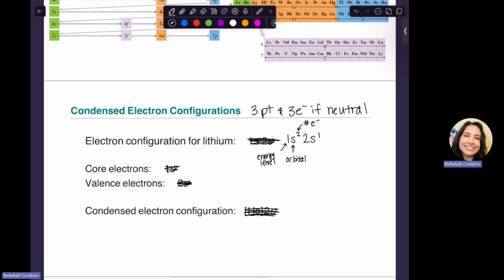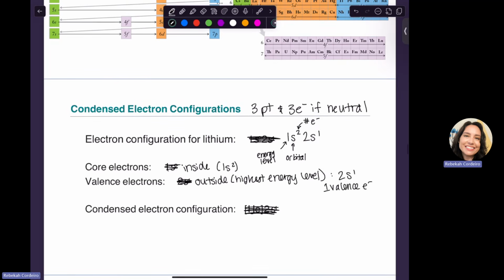Then we have something called core electrons versus valence electrons. Core electrons are on the inside. Valence electrons are on the outside. The outside is indicated by the highest energy level. The highest energy level here is 2, so we have 1 valence electron hanging out in the second energy level. And everything else is core. So the core here would be 1s2.